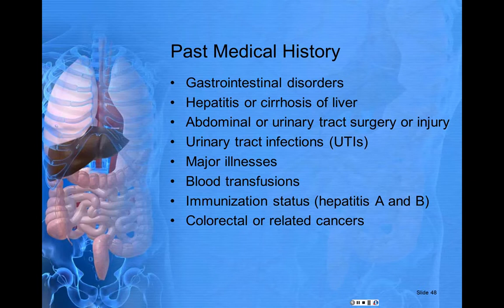Have they had hepatitis in the past? How much alcohol do they drink? Do they have any history of cirrhosis? Have they had any abdominal or urinary tract surgeries or injuries? How often do they have urinary tract infections? Is this a major problem for them, a recurring problem?